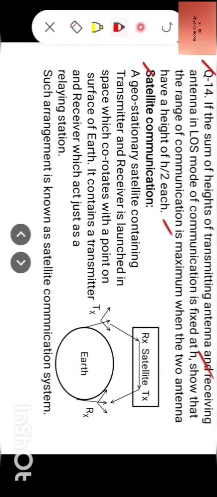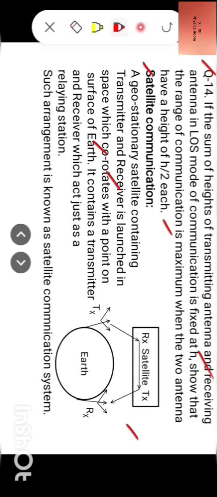Now we come to satellite communication. A geostationary satellite containing transmitter and receiver is launched in space, which co-rotates with a point on surface of Earth. It contains a transmitter and receiver which act just as a relaying station. Such arrangement is known as satellite communication system.